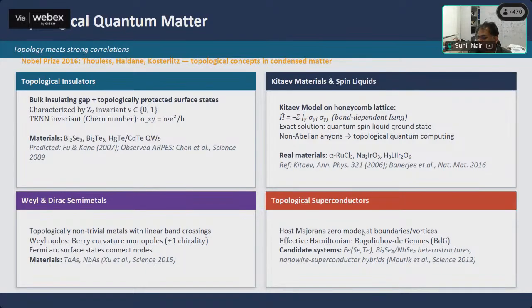But the key here is that topological superconductors are thought to host what are known as Majorana zero modes at the surface boundaries. And this is thought to be extremely important in the area of quantum computing going ahead.